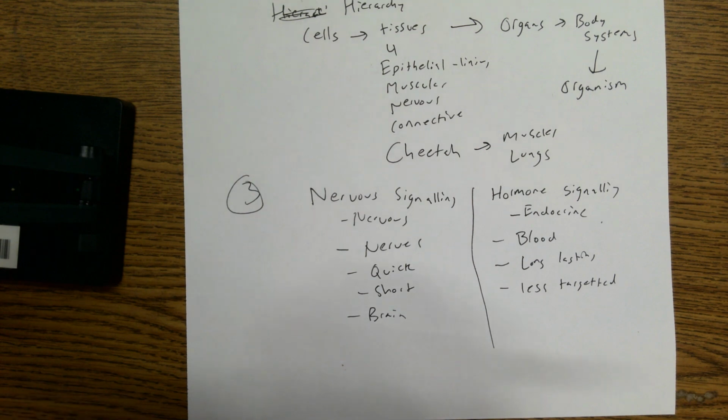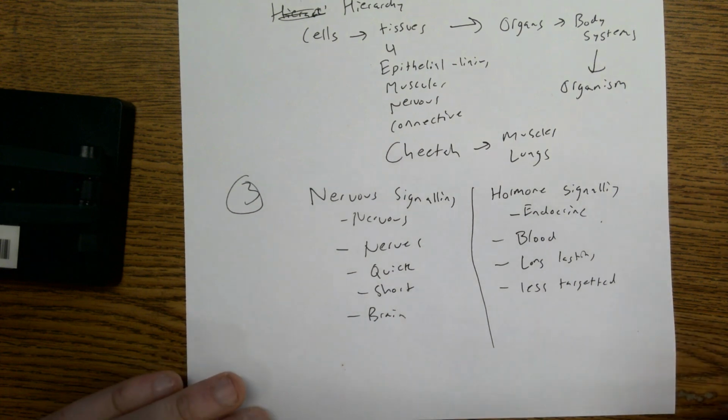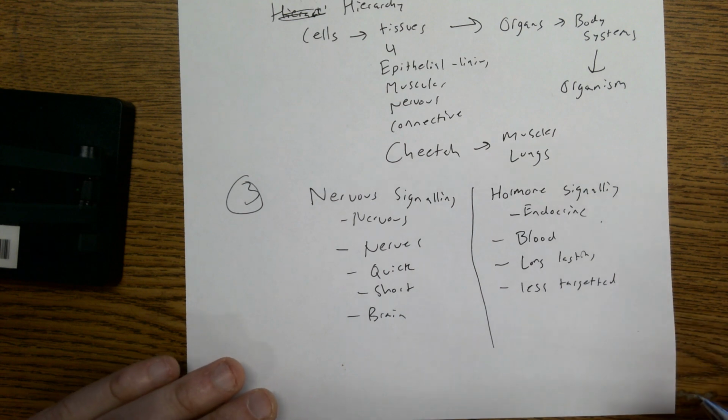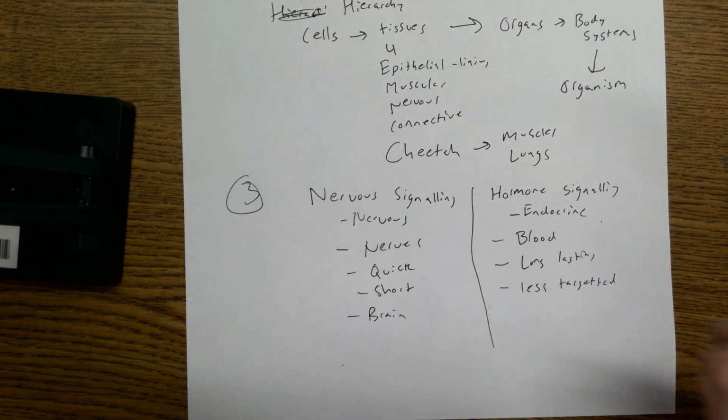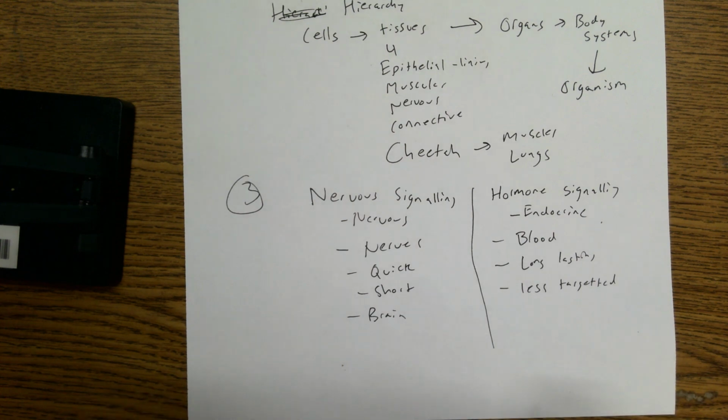Okay. And so this is all about the blood system, and so it's less targeted and it will go wherever it needs to go. But it's longer lasting because they can stay in the blood, whereas signals from the nerves are like that and then they're done. And so between the two of these, you can connect everything together to do whatever it is you need to do.